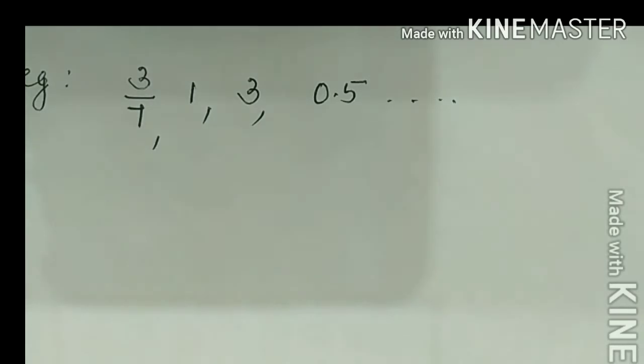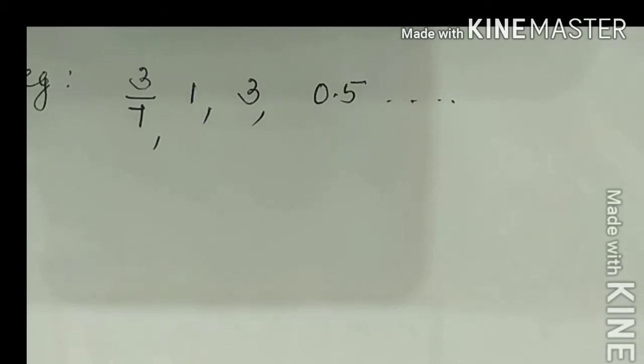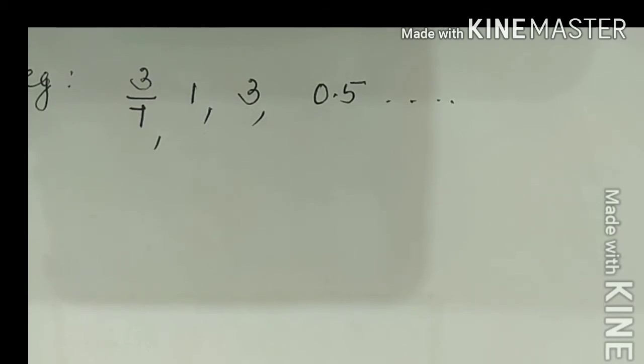Next, 1. Is 1 a rational number? When you see 1, it seems to have no denominator. No, 1 has a denominator. 1 can be written as 1 by 1. Every natural number has a denominator, which is 1. Now in 1 by 1 the numerator is 1 and the denominator is also 1. Both are integers, so it is in the form of p by q, and the denominator 1 is not equal to 0. Again, 1 is a rational number.